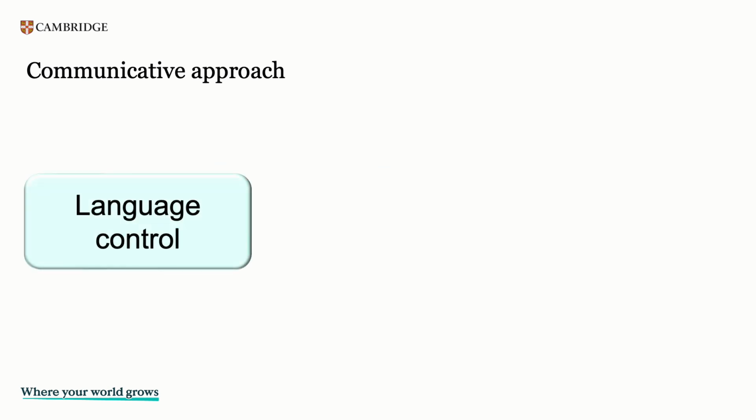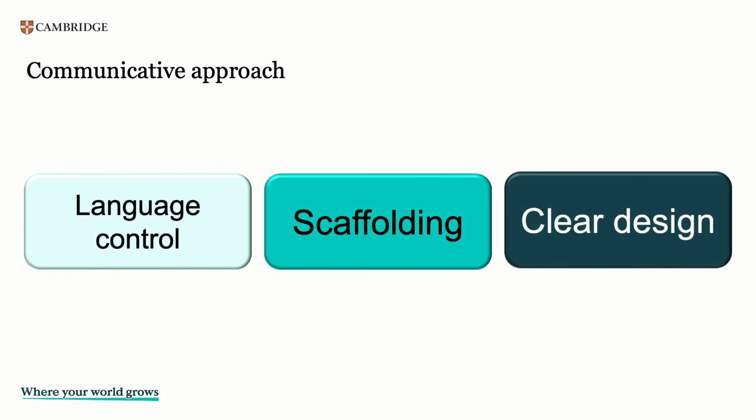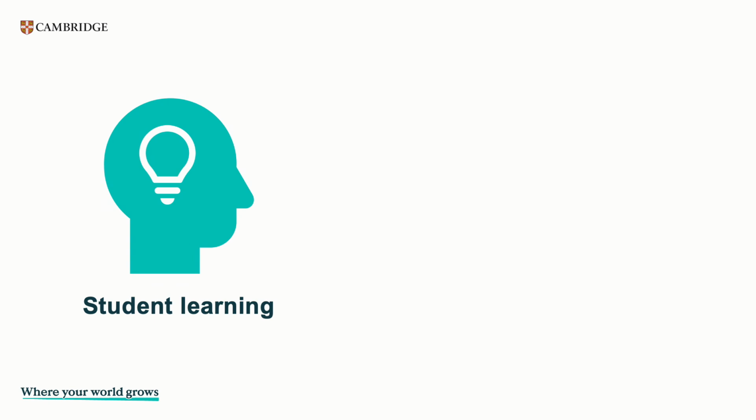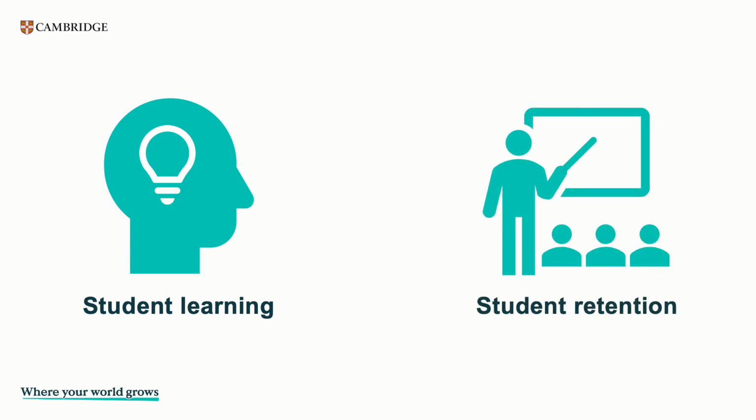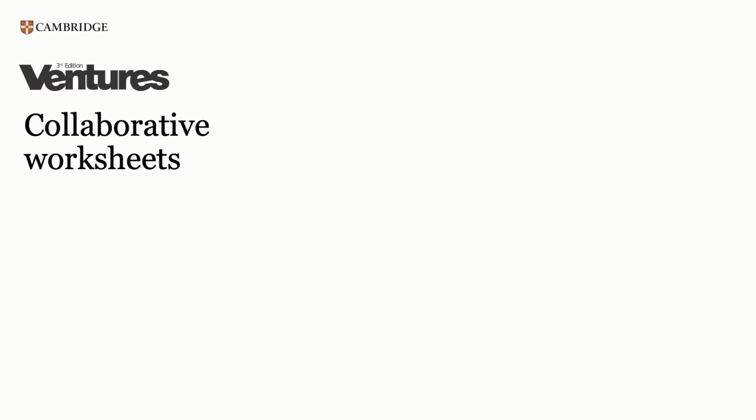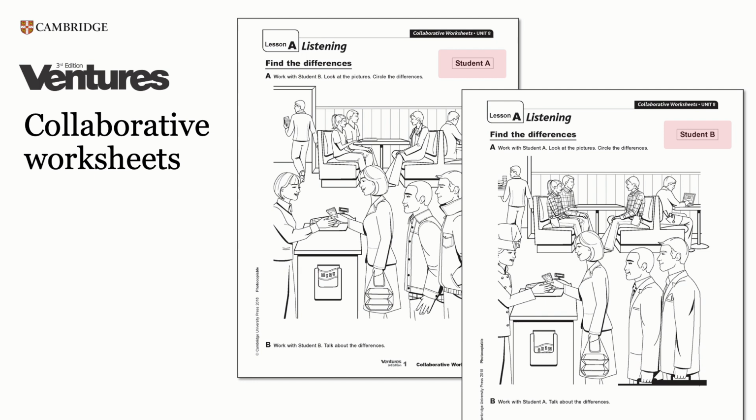Ventures' careful language control, scaffolding, and clear design give students the support and confidence they need. This leads to increased levels of motivation and participation, facilitating student learning, student engagement, and ultimately, student retention. Communicative, community-building, supplementary speaking activities are available as teacher resources to add variety and help teachers keep things fresh. There are collaborative worksheets for each lesson to develop cooperative learning and community building within the classroom. There can be pair work, group work, or whole class activities, and they provide a fresh way for students to reinforce what they've just learned.